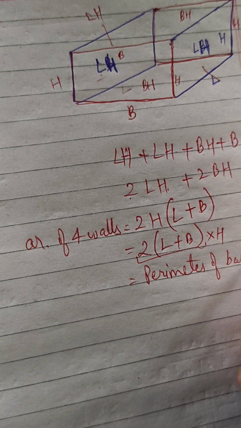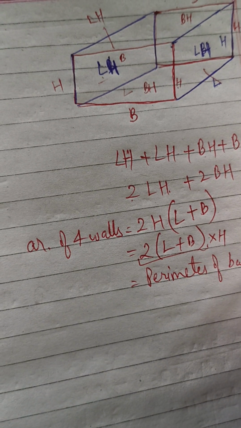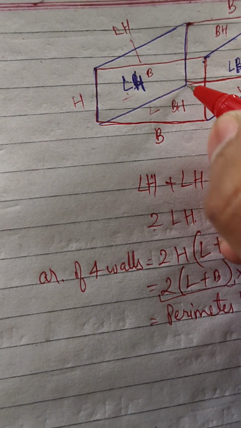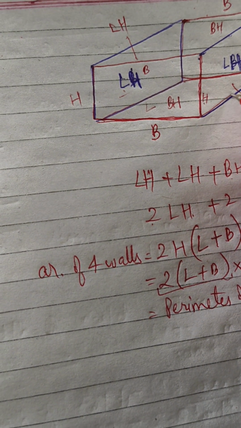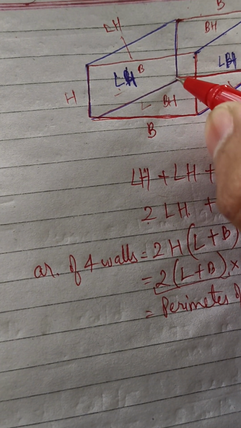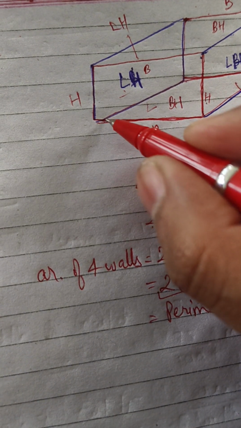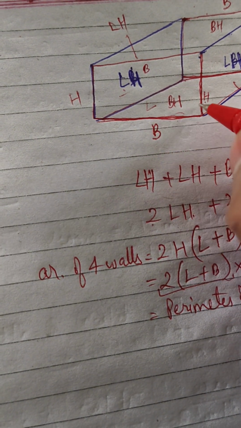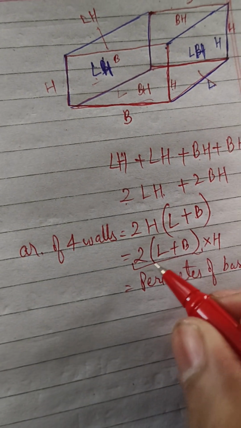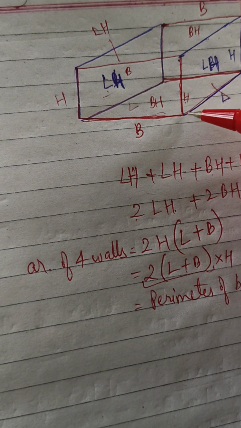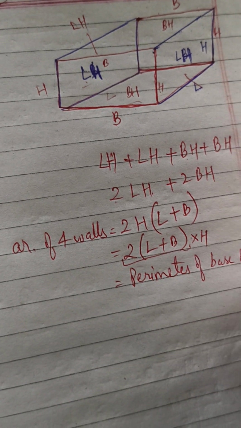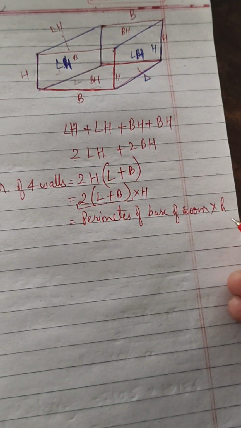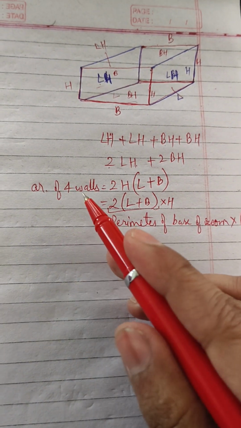the base of the room. Just see here, it is L, it is B, it is again L and it is again B. So if you find the perimeter of the base floor, that will be 2(L plus B), and it is multiplied by H, that is the height. So the perimeter of the room is multiplied by the height. That's how we can find the area of four walls.